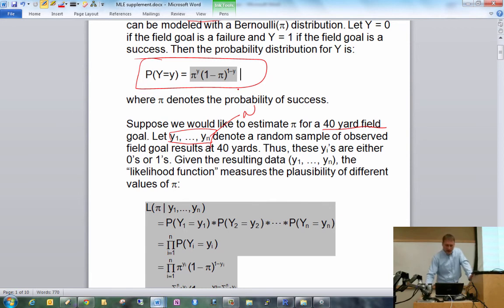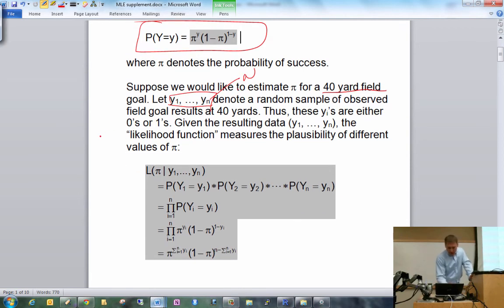The way this is often done is through what's called a likelihood function. What this likelihood function measures is what are plausible values of pi, our probability of success parameter. This is how the likelihood function is formed. First of all, notation. L is our function for likelihood. It's a function of pi, our parameter.